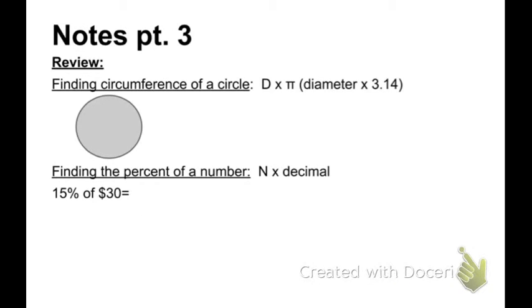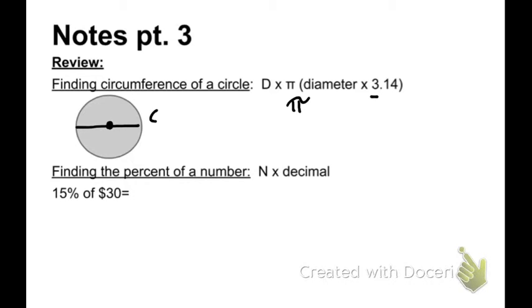Notes part 3. Now this part's a little tricky. For this one, we're going to be reviewing a couple of things for your homework. One is finding the circumference of a circle. And the circumference of a circle basically means we take the diameter and multiply by pi. Now, pi, despite being delicious, is also a number, and it starts with 3.14, and it goes on forever, and I bet one of you is going to try to repeat it, how many digits for me, but I'm going to use 3.14.